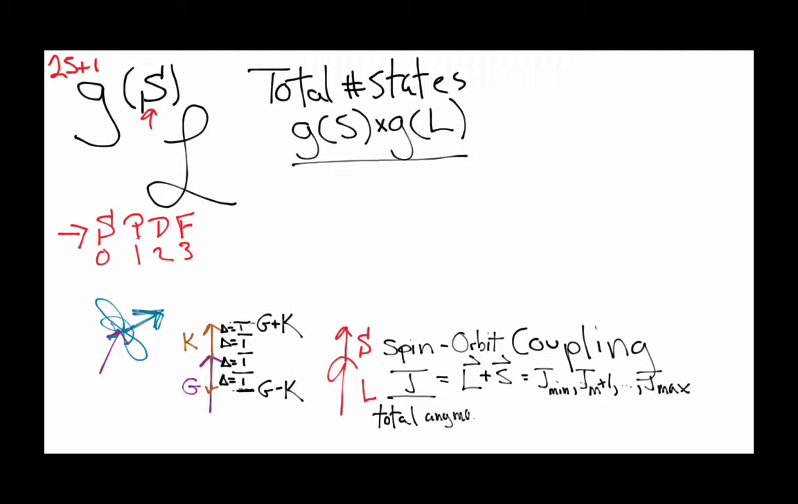So there'll be some minimum J, then J plus 1, etc., up to the maximum value of J that you can get. So we have this full range of total angular momenta that we have to play with. Once again, they come in values of h bar.